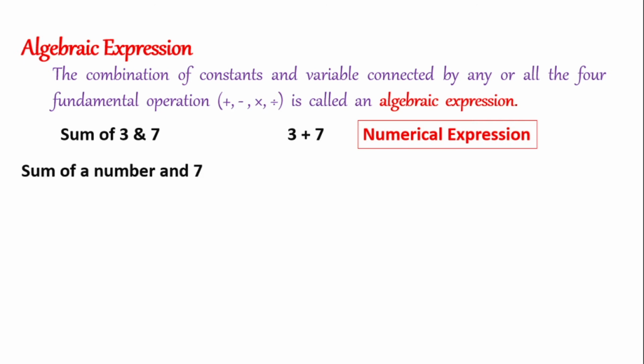Now, how do we write the sum of a number and 7? As we don't know what the number is, we can use a variable and write it as x plus 7. And this expression has a variable and a numerical value. Therefore, it is called an algebraic expression. So from the above example, we conclude that if an expression has only numerical values, then it is known as a numerical expression, and if it has a variable, or a variable and numerical values, then it is known as an algebraic expression.